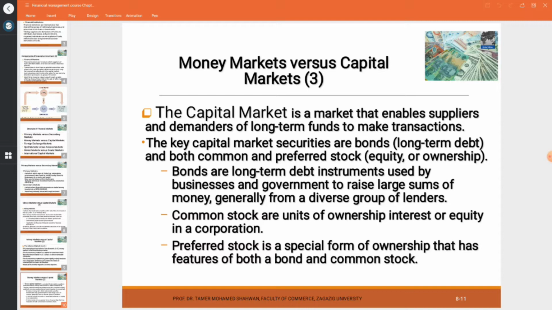Against the money market, we have what we call the capital market. The capital market is a market used for trading securities whose main characteristic is long-term maturity. In the capital market, the key securities are bonds, which are long-term debt, and common and preferred stock. The main characteristic of these types of securities is that they can be considered long-term assets. If you would like to invest in the capital market, you must be careful, because these securities are a certain type of long-term asset, and you must be aware of this.